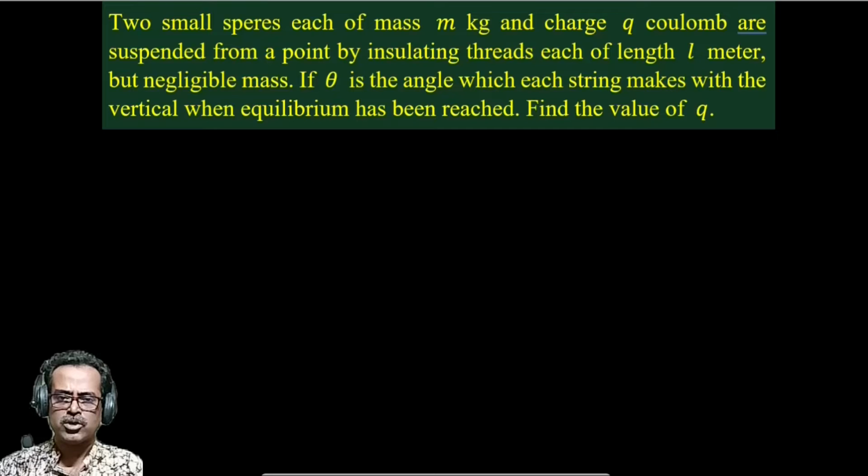Next problem: two small spheres, each of mass m kg and charge q coulomb, are suspended from a point by insulating threads, each of length L meter but negligible mass. If theta is the angle between each string and the vertical when equilibrium has been reached, find the value of q.